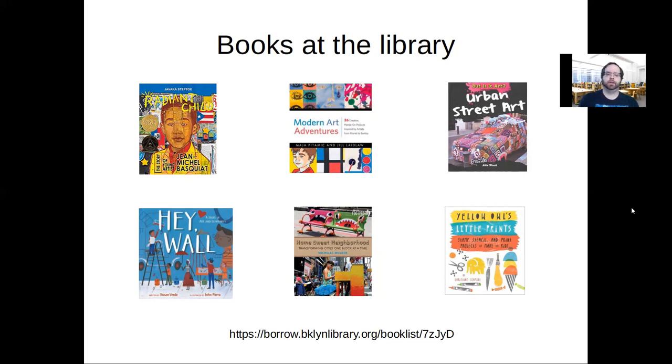And they kind of range in subject matter and difficulty level, from picture books to books in our adult art collection. So going kind of left to right, top and bottom, we have Jabaka Steptoe's biography of Jean-Michel Basquiat, Radiant Child, just kind of looking at the story of that artist who started as part of a street art collective and ended their career moving into museums and galleries.